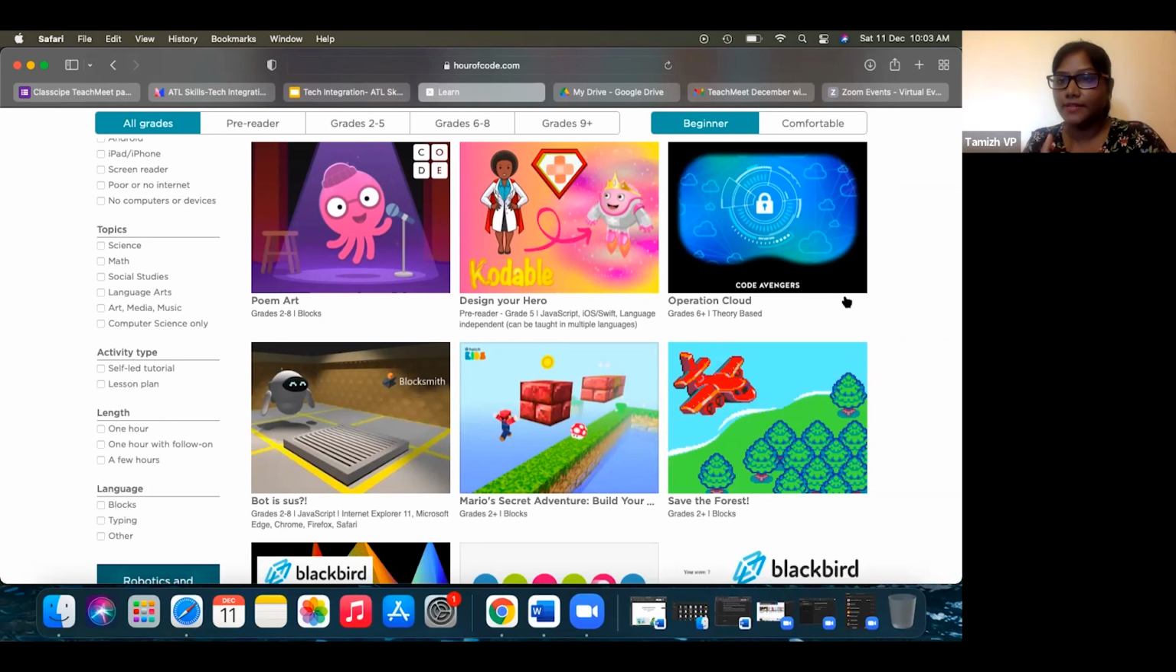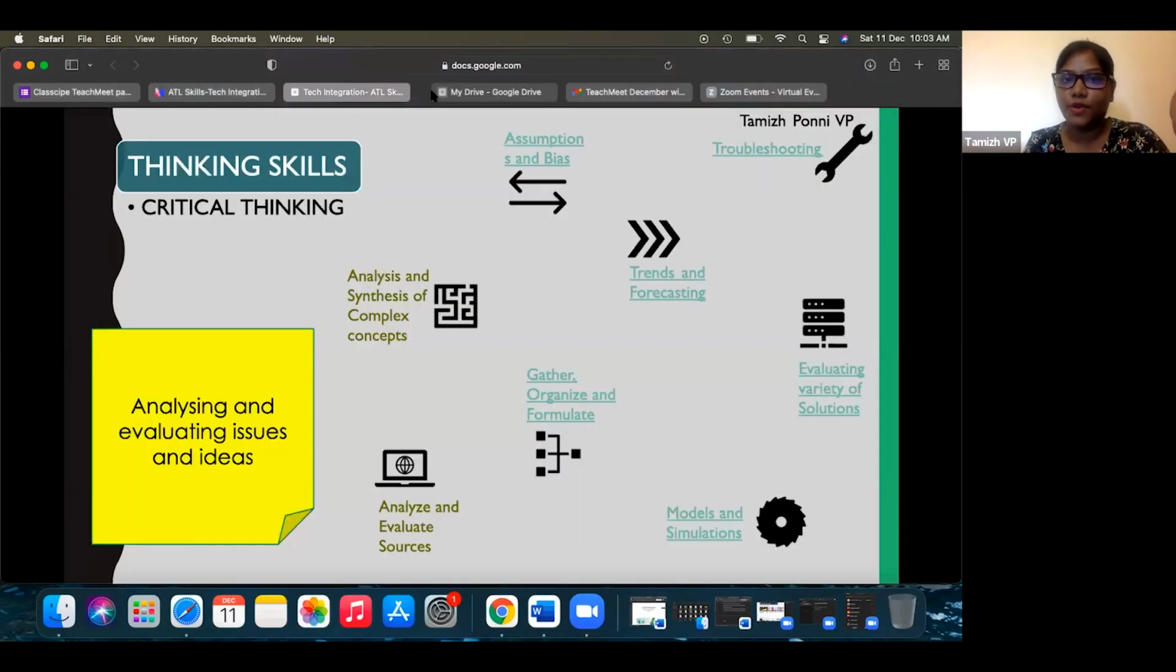So if I'm not getting the output, if there is a glitch in the code, how am I able to solve it? The beauty of all these things is that there is a hint that comes with the challenges. So it's not that the student is helpless over there. There's always a hint that holds their hand and takes them towards reaching that end goal. So for troubleshooting skills, you really can use this particular portal called Hour of Code, and evaluating a variety of solutions.